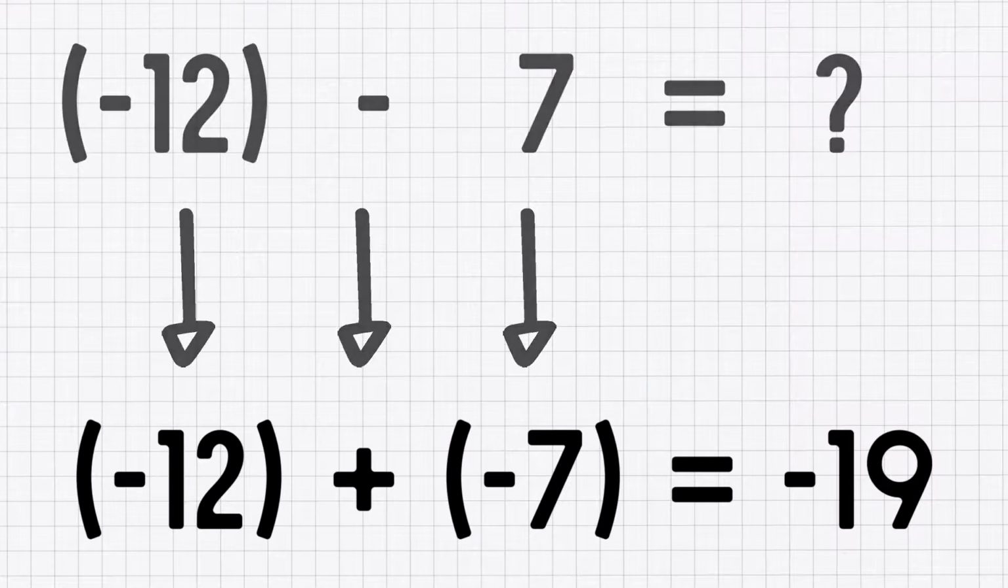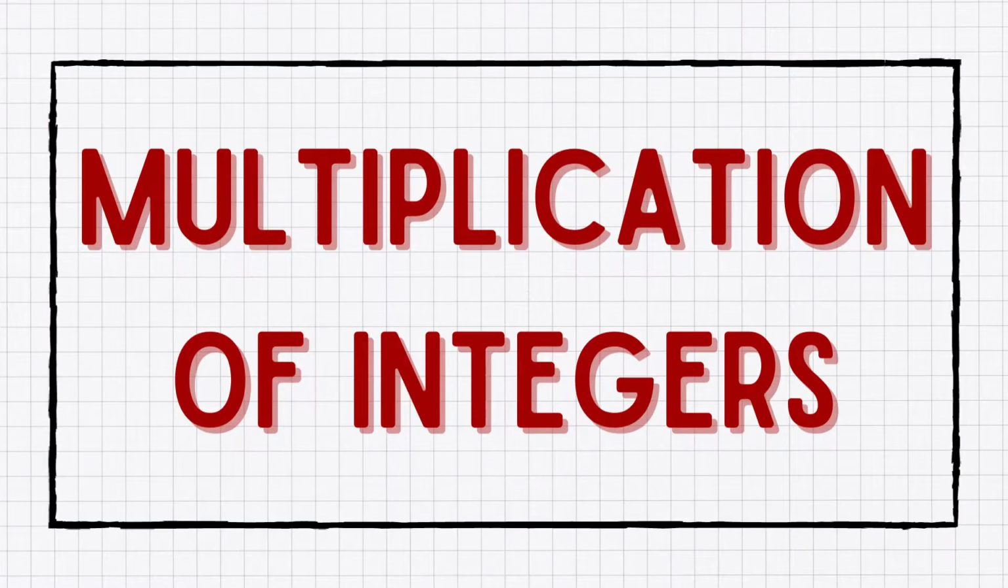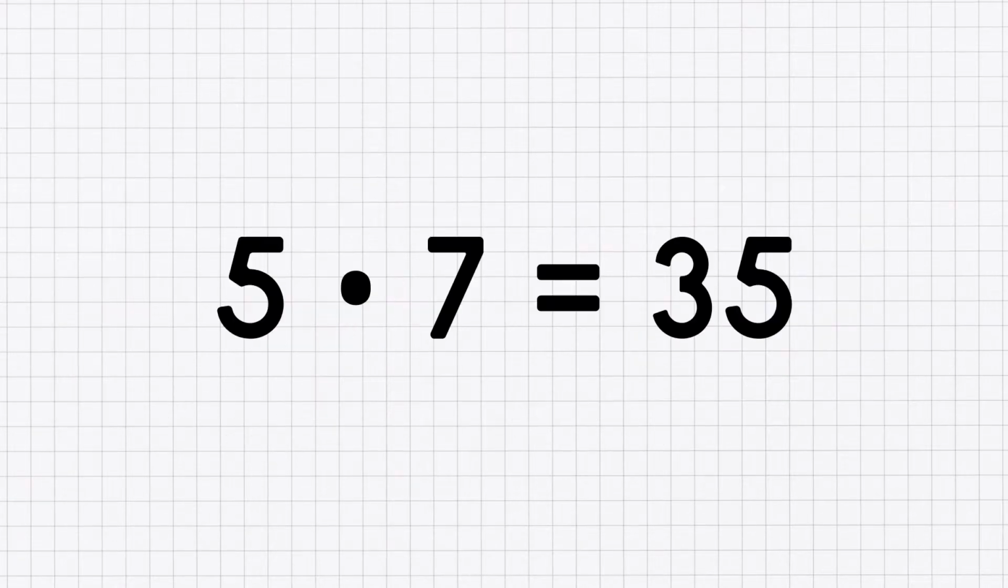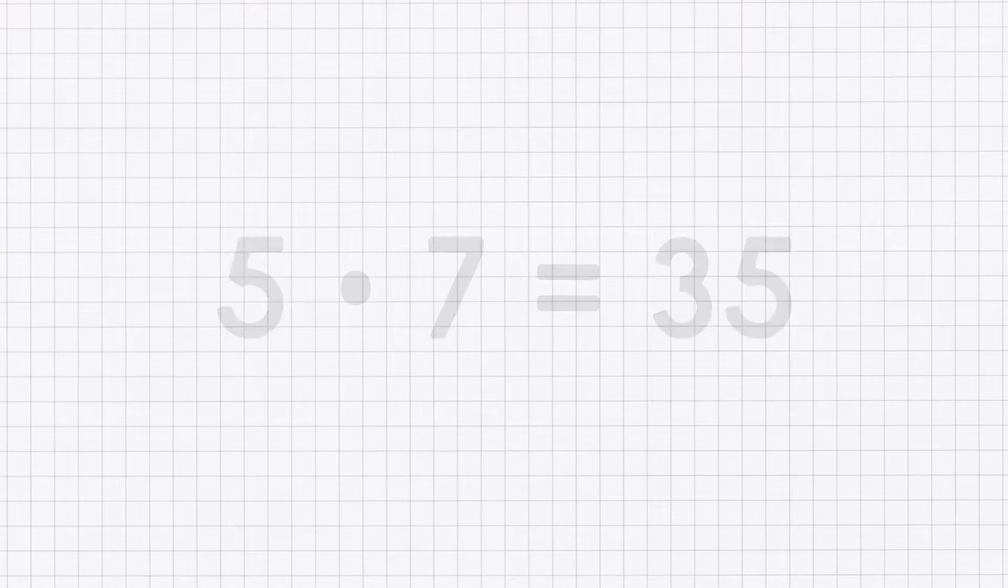Okay? So let's now have the multiplication of integers. In multiplying two integers with like signs, for example, the two integers are both positive or the two integers are both negative. Always remember this, that the product is always positive. So let's have examples. For example, positive 5 times positive 7. So the product is positive, which is equal to positive 35.